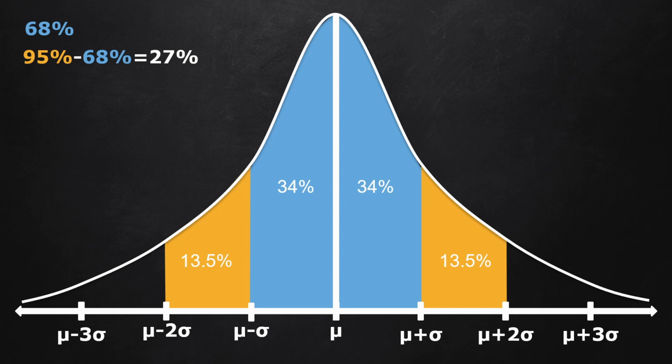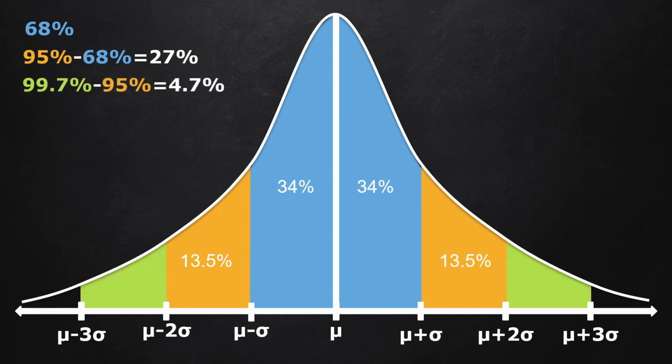But we can go even further. This rule also states that if we go down 3 standard deviations and above 3 standard deviations, that accounts for about 99.7% of all data. If we were to subtract the 95 and everything in between, we end up with 4.7%. And because we have 2 green chunks, we divide that by 2, and we get 2.35% in each of those green sectors there.